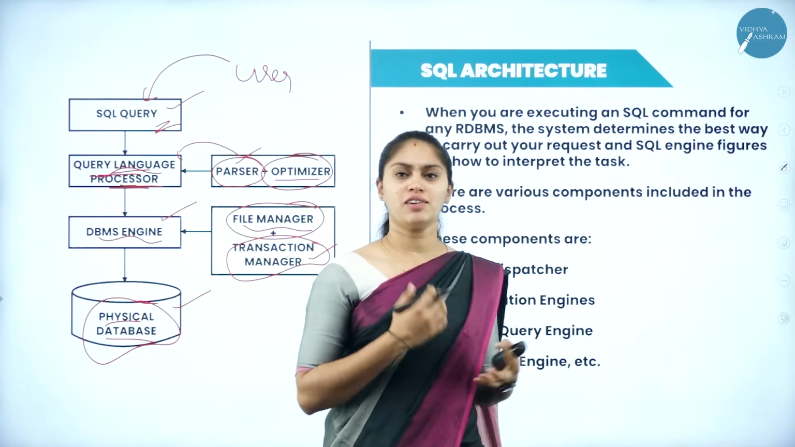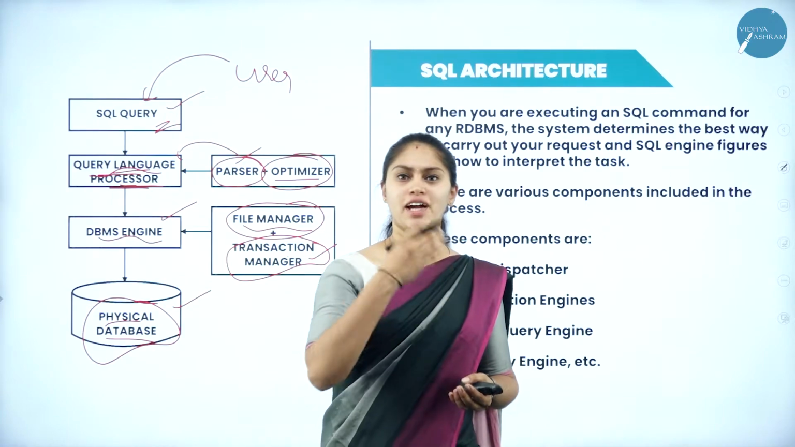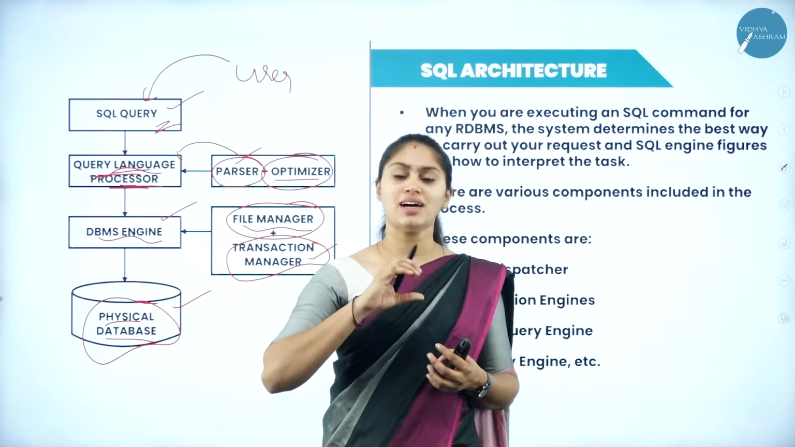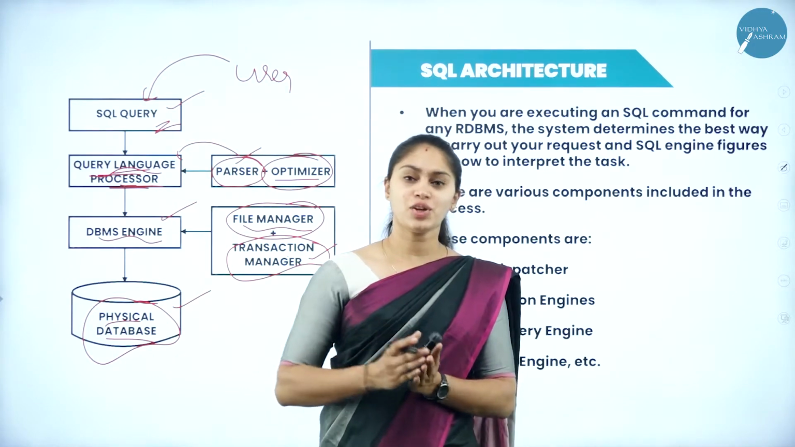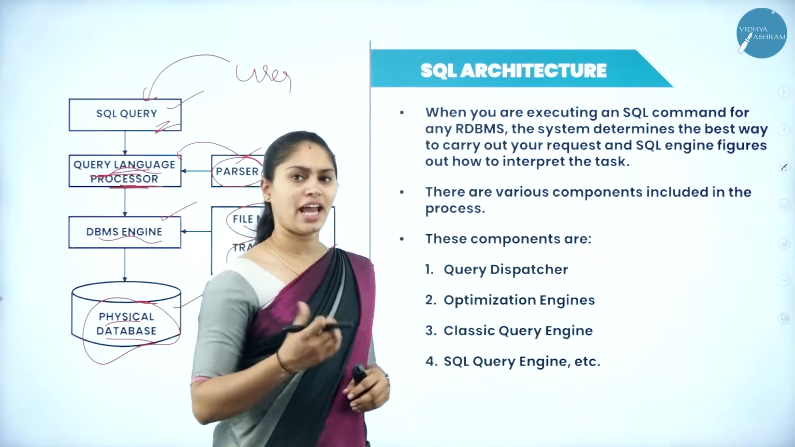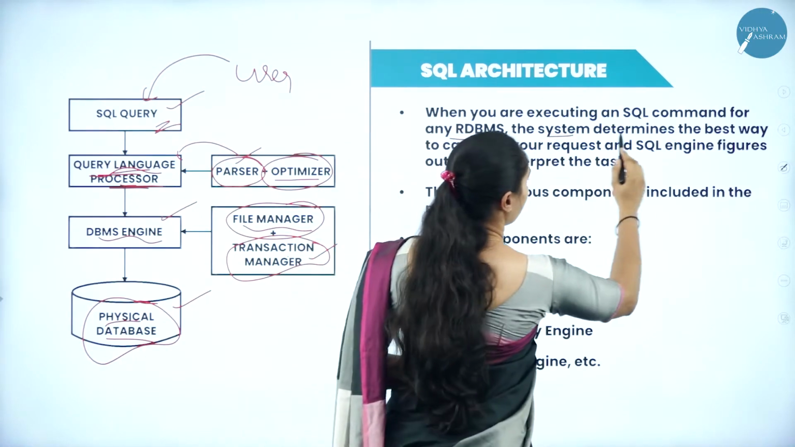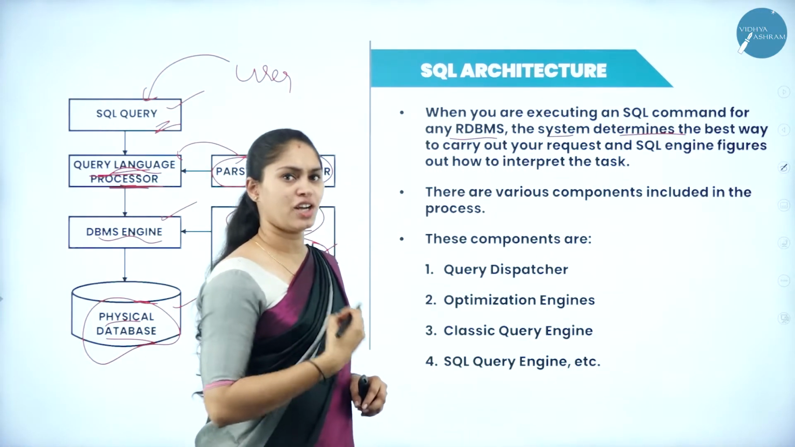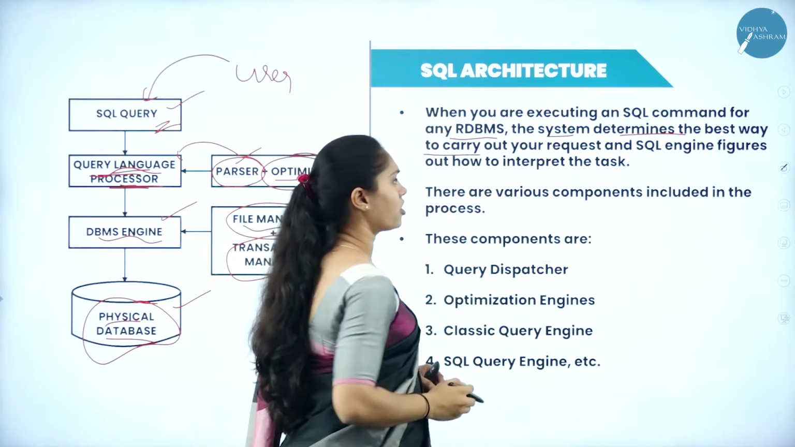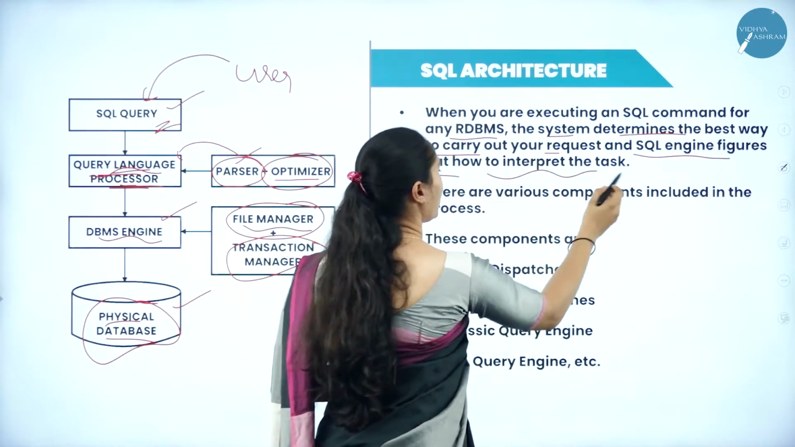For example, when you're searching something in Google Chrome, they give you some options, like choices. That means they are optimizing your request, they are minimizing the workload of the user. The same thing will happen with SQL. When we are executing any SQL commands in any RDBMS, the system will determine the best way of reaching your request to the database management system, and this will help us carry out your request, and the SQL engine figures out how to interpret the task.